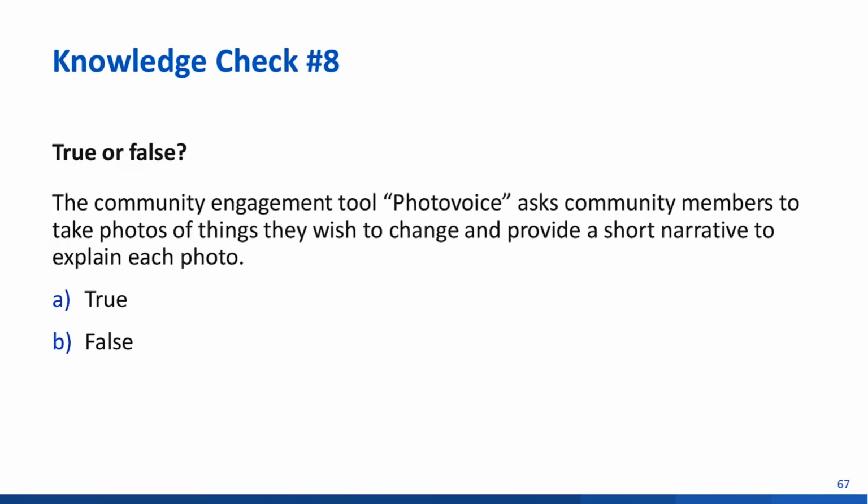Knowledge check 8. True or false? The community engagement tool Photo Voice asks community members to take photos of things they wish to change and provide a short narrative to explain each photo. A. True. B. False. I'll pause for 10 seconds to give you a chance to select the correct answer. The answer is A. True. Photo Voice has community members take pictures of things they wish to change and include a short narrative.